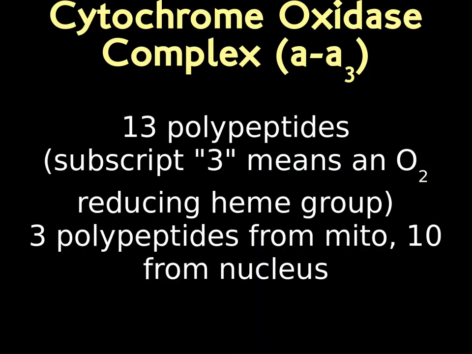Okay, so, cytochrome oxidase complex aa3. This is not quite as big as some of them. It's 13 polypeptides. And the subscript 3 on the aa3 means that this has an oxygen-reducing heme group. Three of these polypeptides are encoded by the mitochondrial DNA, and 10 of these polypeptides are encoded by the nuclear DNA.